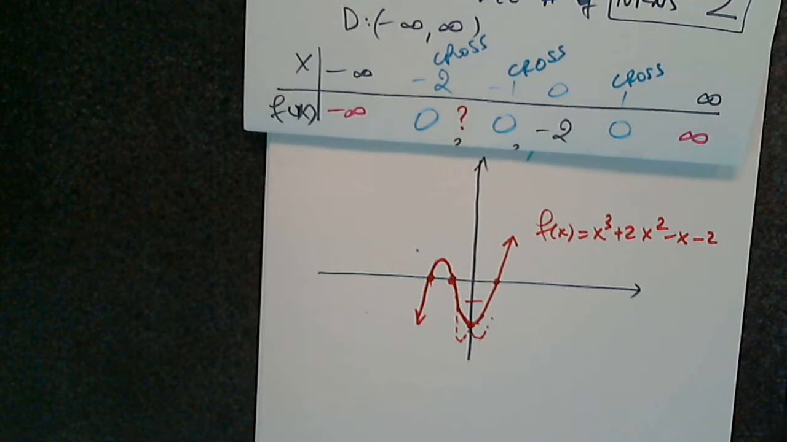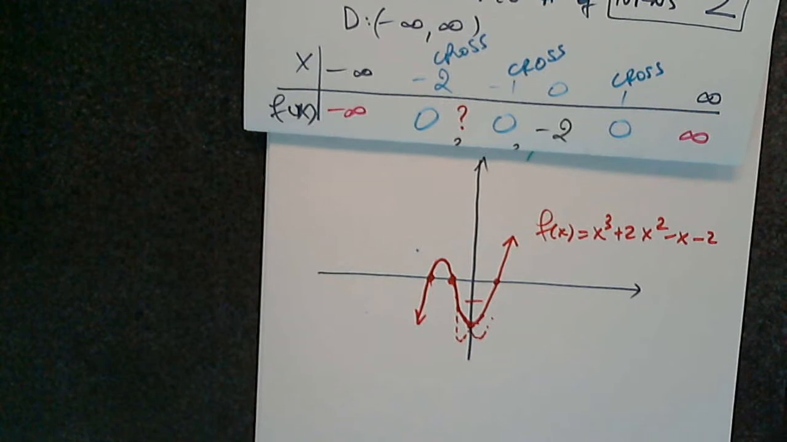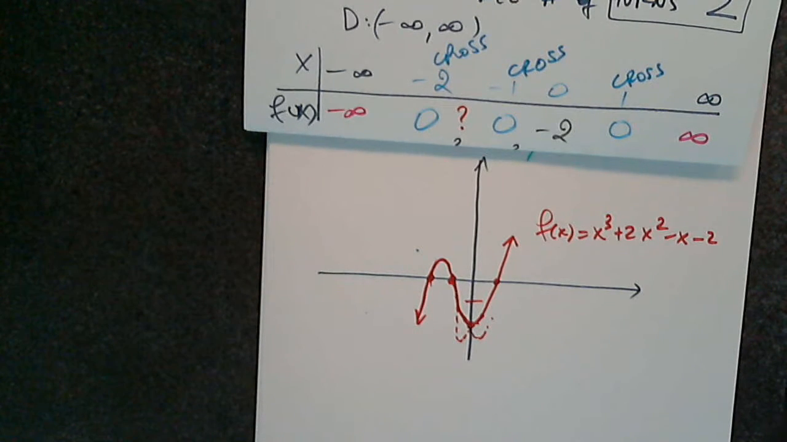Okay, so let's put it in y equals. Here it is. In y equals, I have to execute. And then plus 2x squared minus x and minus 2. I graphed the function already.